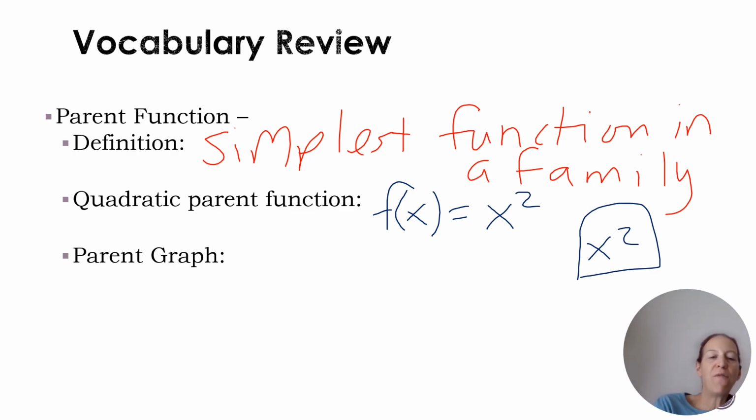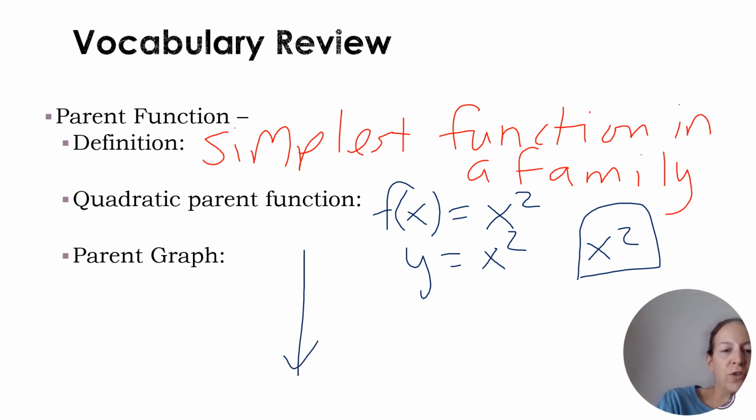And f of x equals x squared is literally as simple as we can make it and still have it be a quadratic. If the f of x really, really bugs you, you can write y equals x squared. That's not going to cause any problems with your understanding of the material or getting this content right. The parent graph is simply the graph of the parent function.